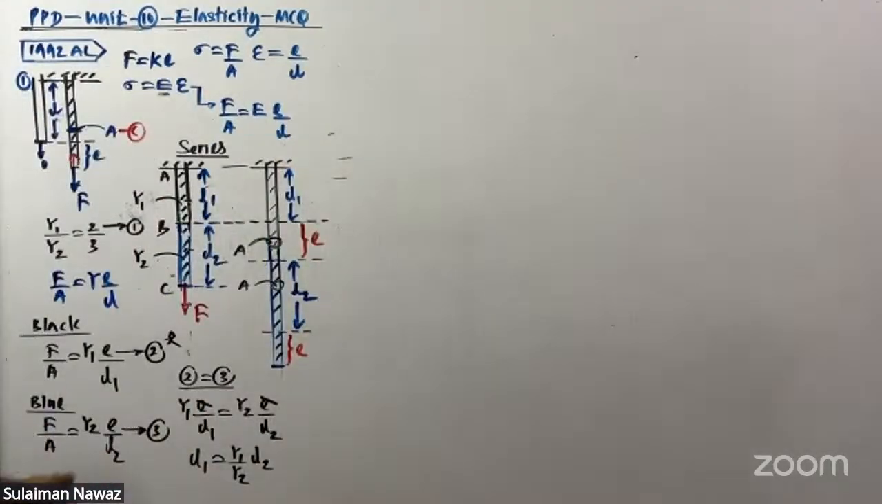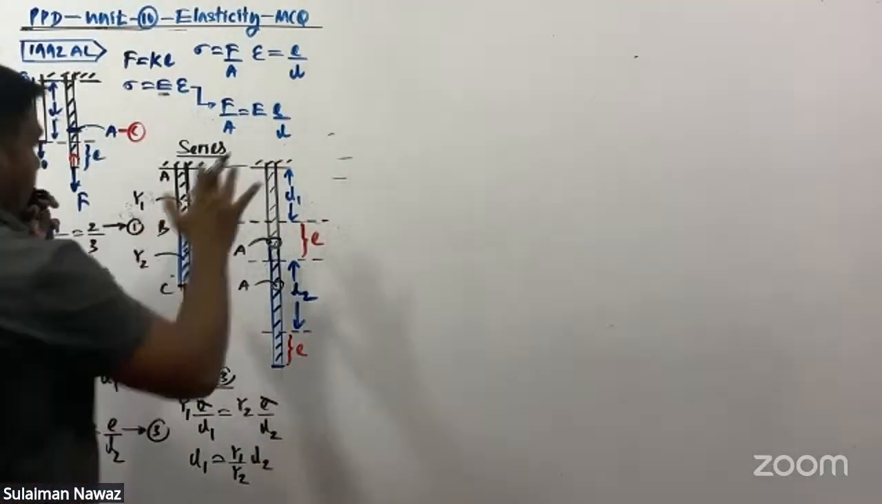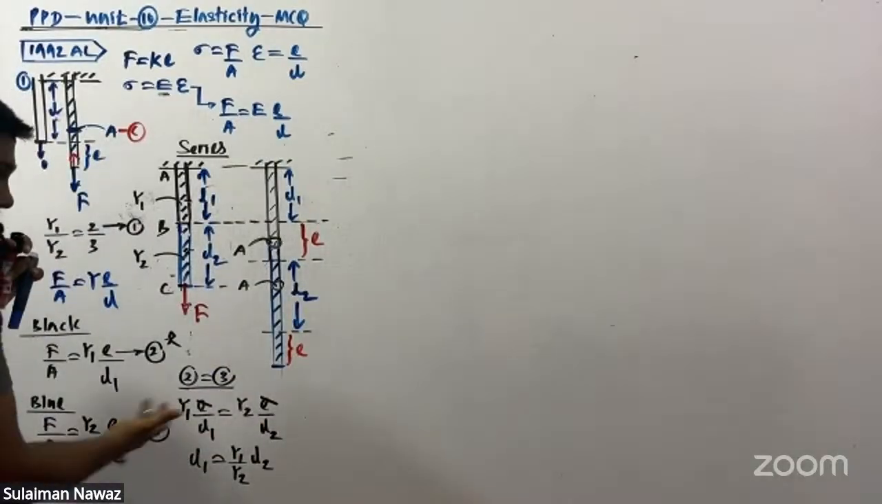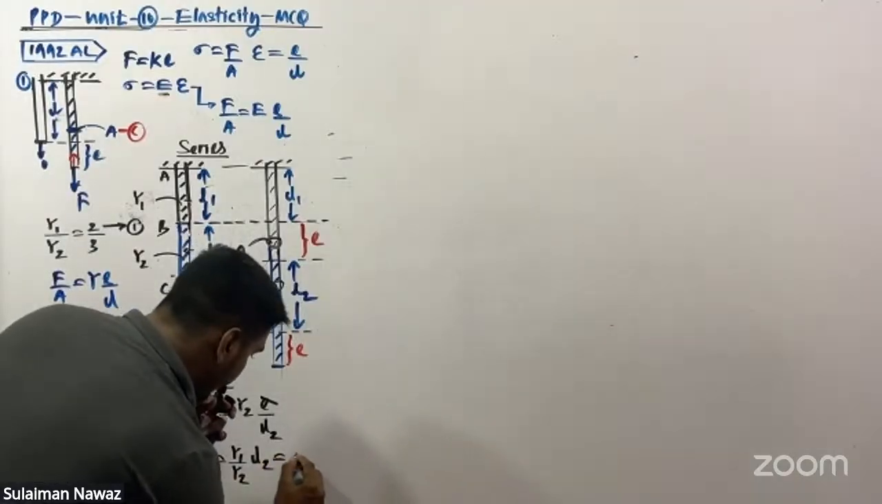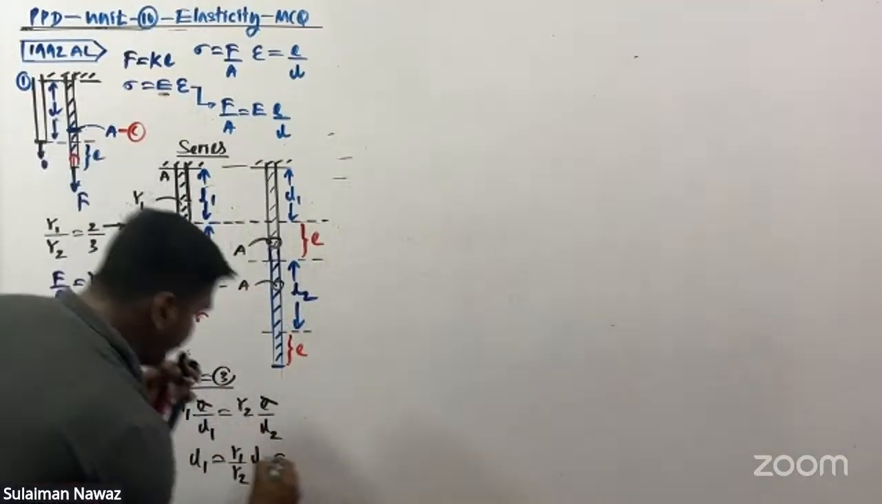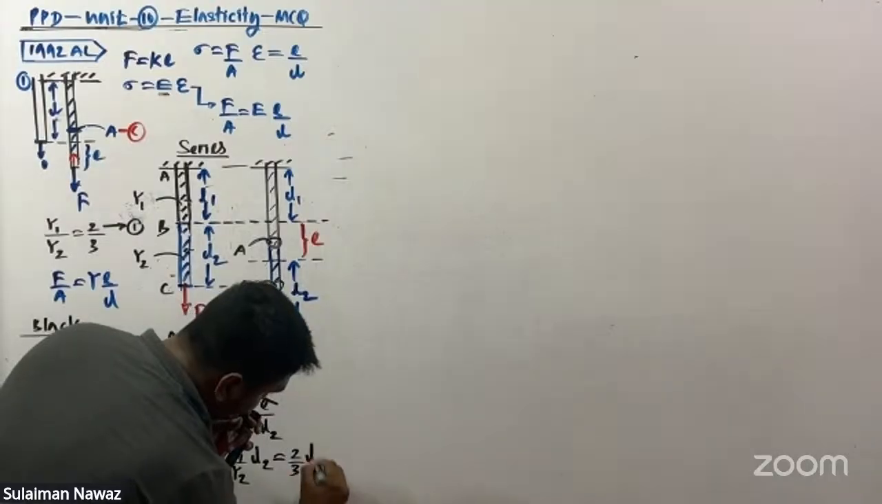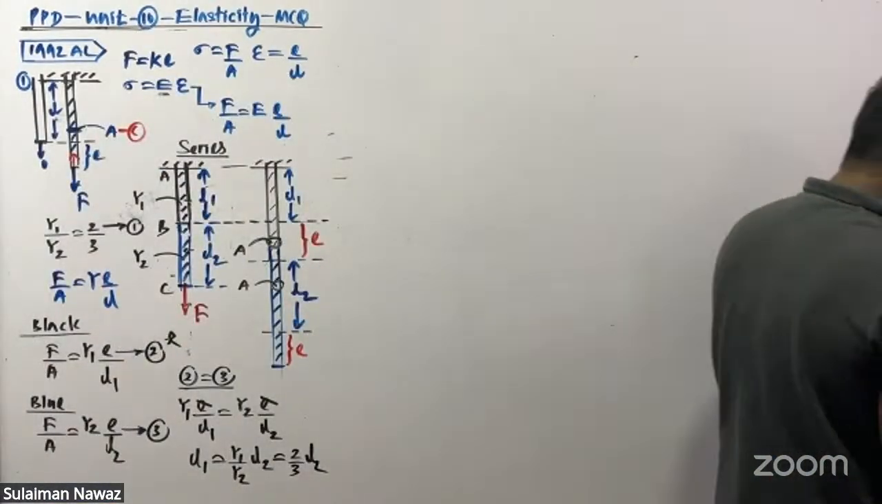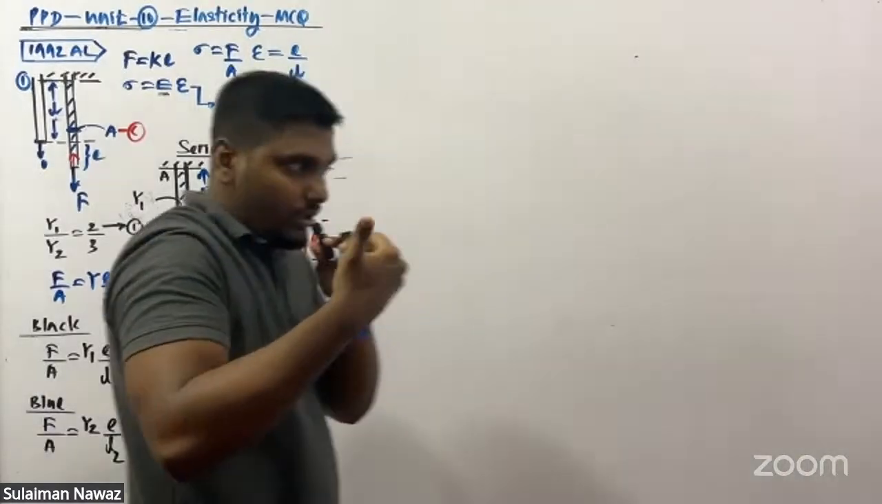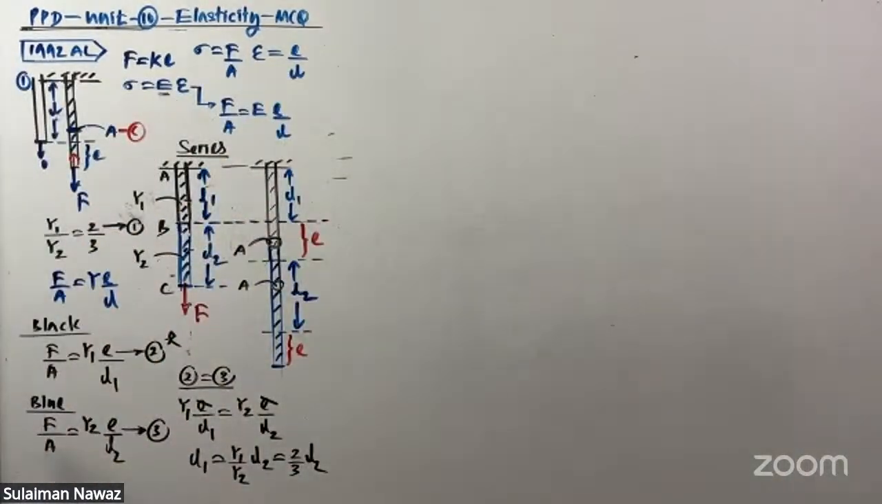So finally we can write L1 equals 2 over 3 L2. That's the answer. For that question, the second option is the answer. Question number 1, the answer is 2.